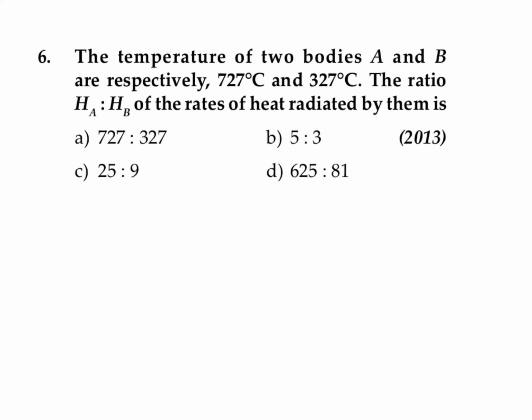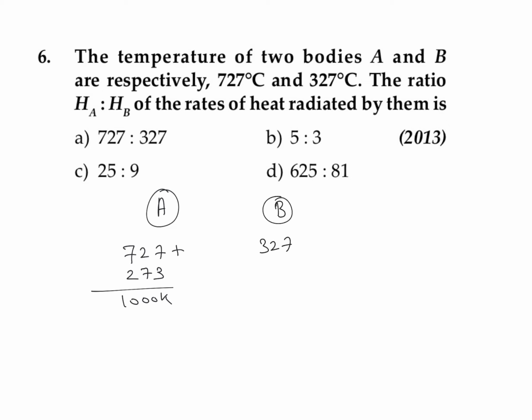The temperature of two bodies A and B are 727 and 327 degrees Celsius. The temperature of A is given as 727, so we can add 273 to convert it into the Kelvin scale. So I'll get the answer as 1000 Kelvin.